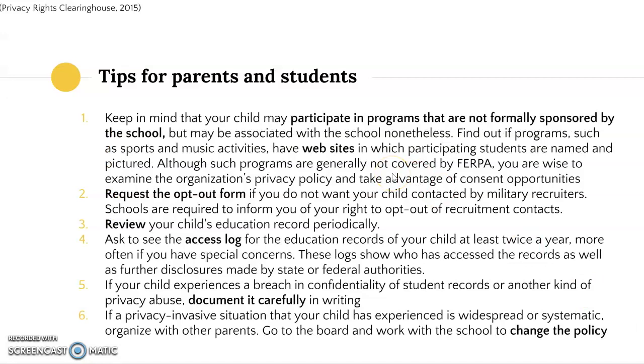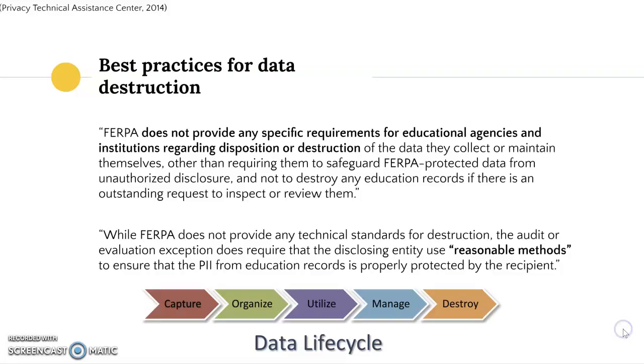If a student's participating in an extracurricular activity and there's information up on a website, just make sure you're aware of that. Opt-out forms for anything, especially for military recruiters contacting students, you can opt out. Access logs, you can ask for that. Document if something does happen. And then, again, maybe change the policy of the school board if you're a parent or know a parent that's really upset by some of this stuff. So there's always that option.